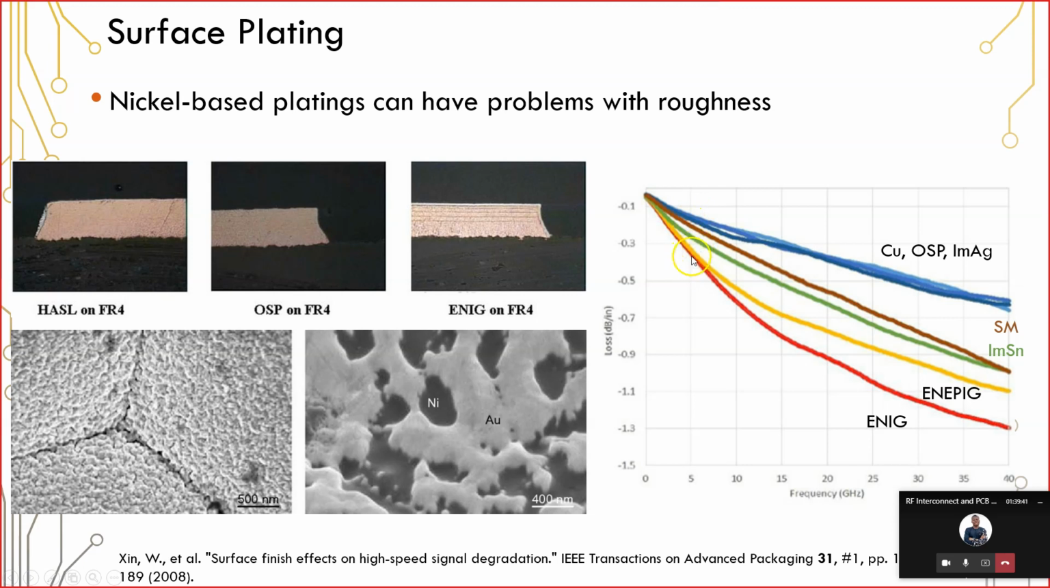Now, 5 gigahertz is right where you're getting into the Wi-Fi region, particularly the Wi-Fi 5 region. So in this region, you can actually see a big difference. But it's not going to be the kind of thing that ruins your design. Just because you use ENIG, yes, there's going to be less loss, but the design is still going to work.